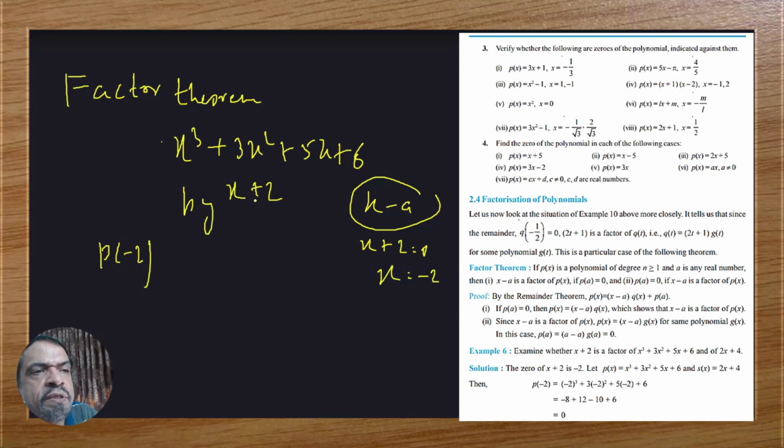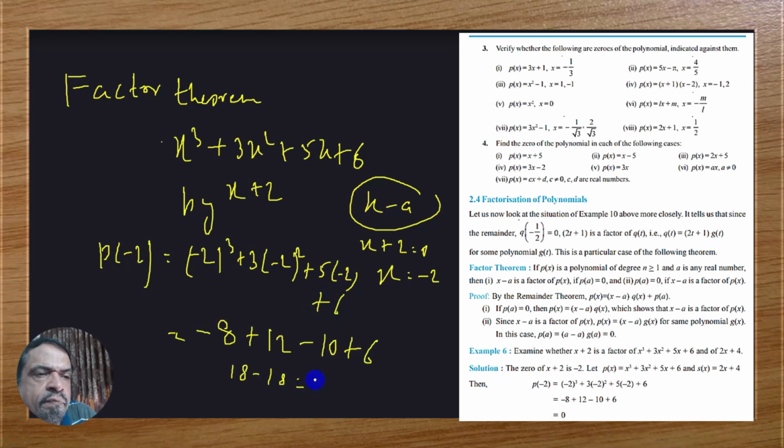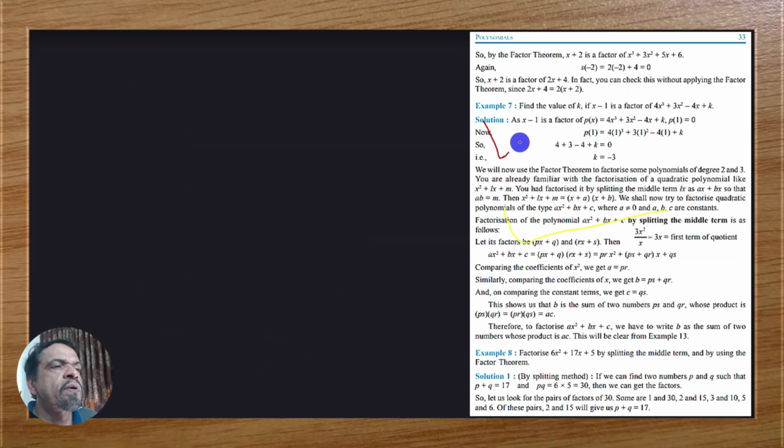For any expression here, put it equal to 0 and find x, then we have to put that value. So here minus 2 means (minus 2) cube plus 3 (minus 2) whole square plus 5 into minus 2 plus 6. 18 minus 18, 0. So it means x plus 2 is a factor of this given polynomial. Whether the given is a factor or not, and it is a factor, so this process is known as the factor theorem.